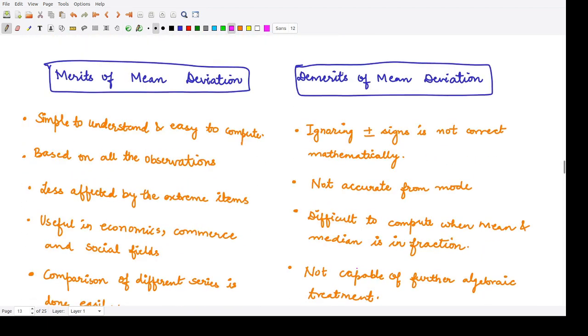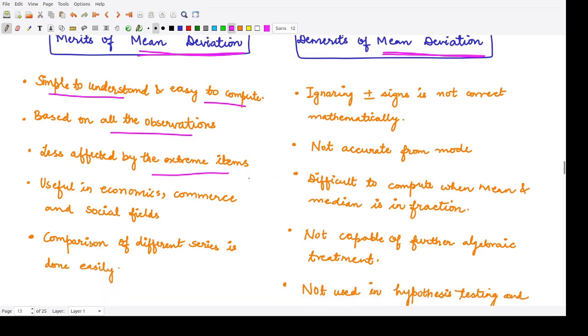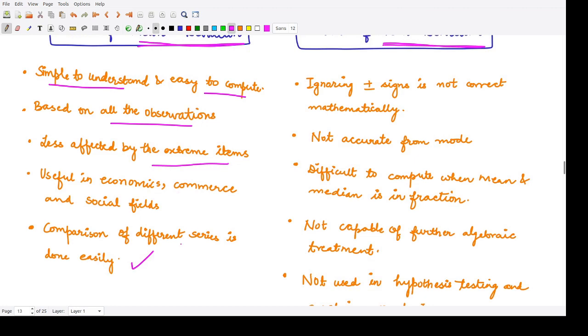So now let us discuss the merits and demerits of this mean deviation. Firstly, the merits. It is very simple to understand and easy to compute, because you just have to calculate the mean and the medians, and then you calculate their deviations. It is further based on all the observations. It is less affected by extreme values, and it is useful in economics, commerce and social fields. The comparison of different series is done very easily using this deviation.